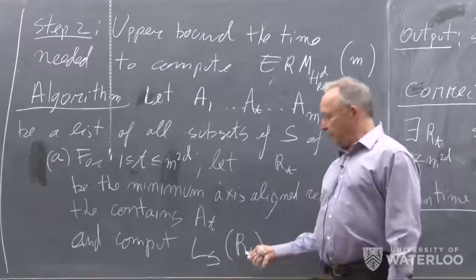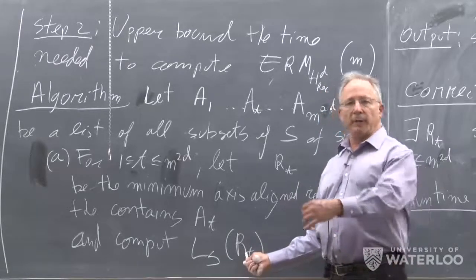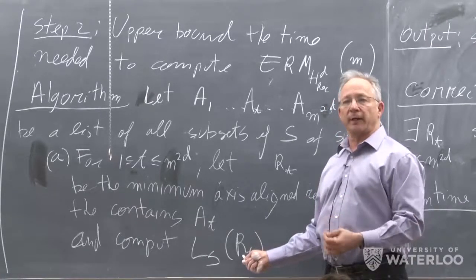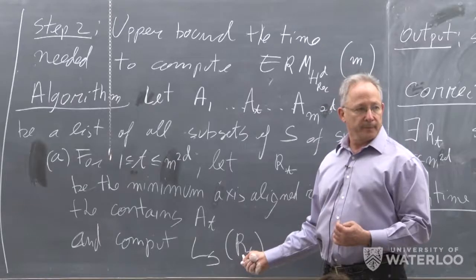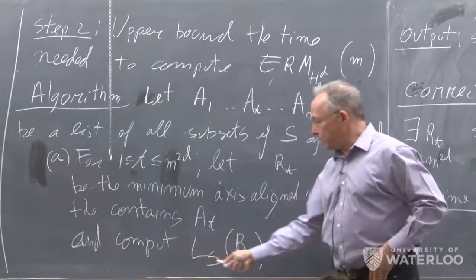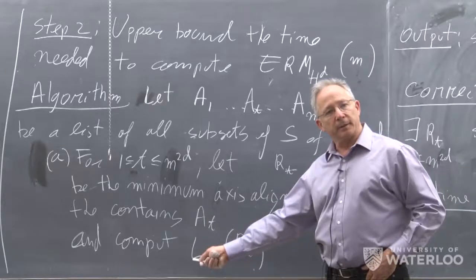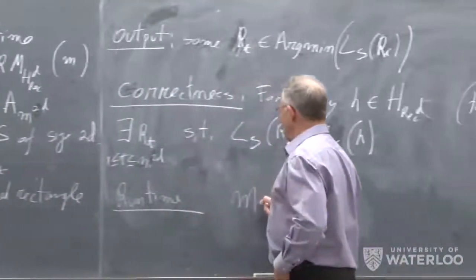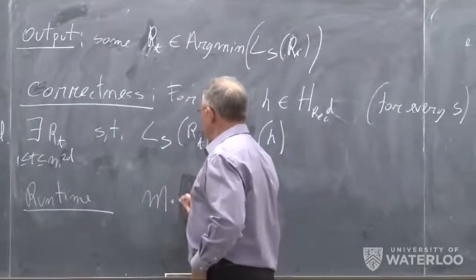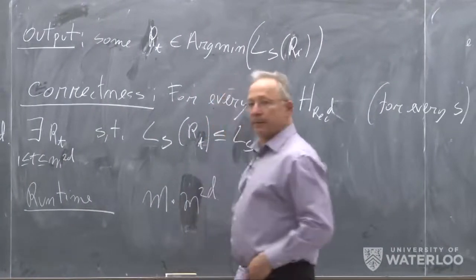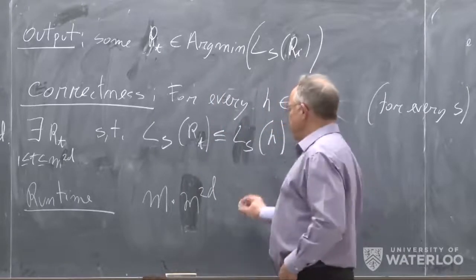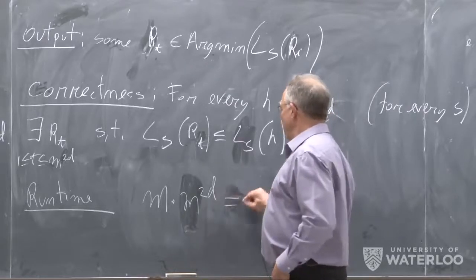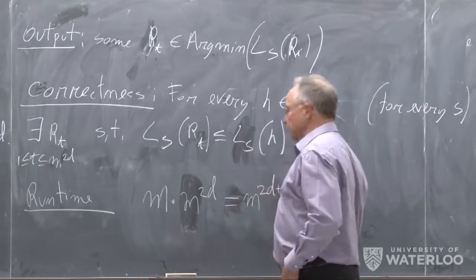So I have to go over the sample, and for every point, I have a rectangle. I'm going over all members of my sample and checking for each of them whether this rectangle gives us the correct label or not. So these steps take me one run over my sample. So each step takes me time m. And I have m to the 2d many steps. So the runtime is roughly m to the 2d plus 1.